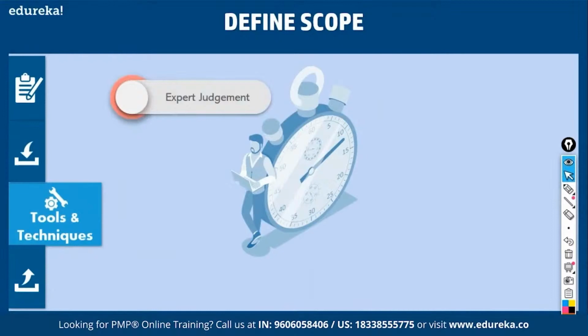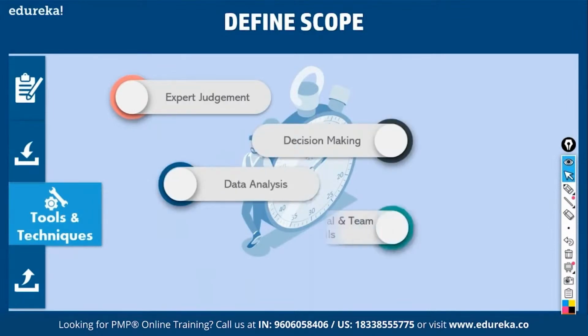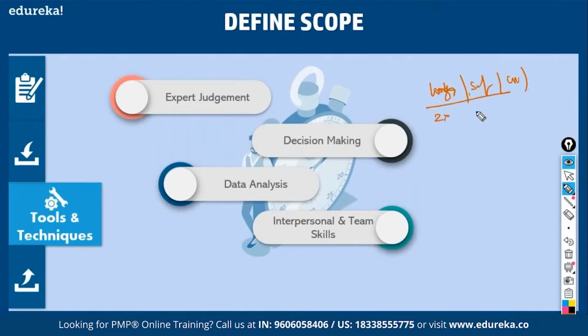So again, we have the same expert judgment. What type of expertise do you require? Expertise in defining scope. Then decision making, data analysis, interpersonal team skills. So what is decision making? For example, if you have to select a product, how much importance should you give to a product feature? For example, you want to focus on looks of a product, then safety, then cost. So how much importance should be given to looks 2x, safety 3x, cost 1x? You can take decisions based on some sort of a matrix like this for a product.